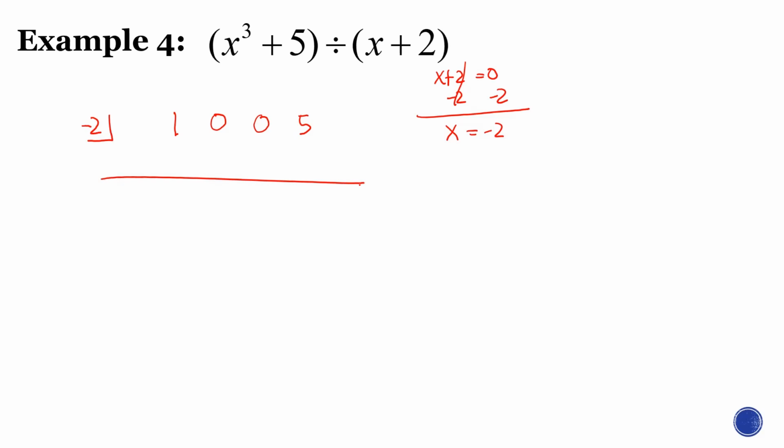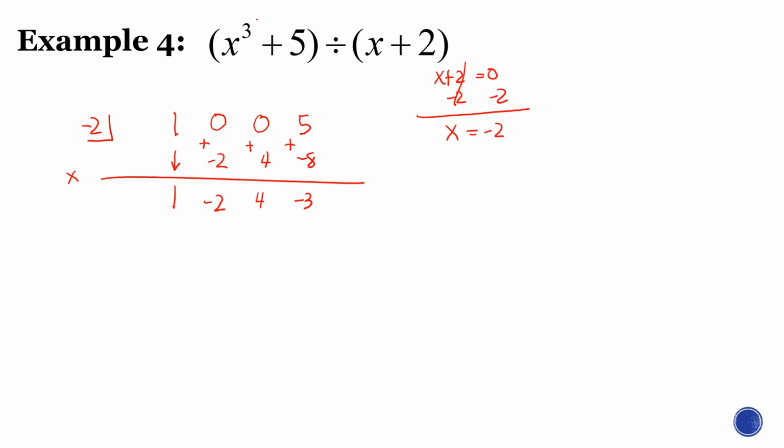Okay. So then we will bring down this 1 and multiply. So 1 times negative 2 is equal to negative 2 plus 0 is equal to negative 2. Multiply that, that's positive 4 plus 0 is equal to 4 times negative 2 is equal to negative 8 plus 5, which is equal to negative 3. And again here, we have a remainder, which is negative 3. So after that, we just need to convert this into a polynomial.